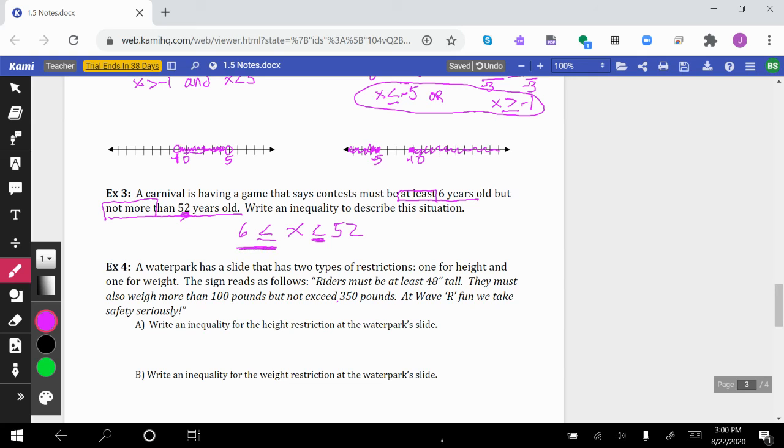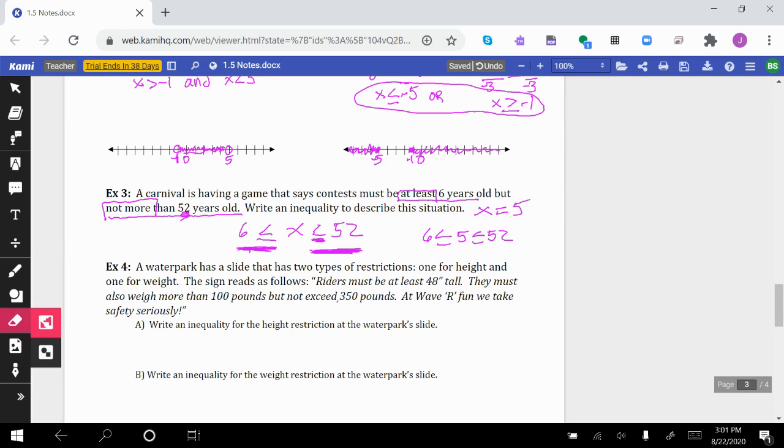In other words, with the real life application, if you are 6 years old or more, you can ride the ride. If you are 52 years old or less, you can ride it. Okay, if you're younger than 6, that doesn't work, right? So if we plugged in the number 5 for x, so let's say x equals 5, that would read like this: 6 is less than or equal to 5, which is less than or equal to 52. So that just doesn't work, right? Because 5 is not greater than 6, okay? So I'm going to erase that part.